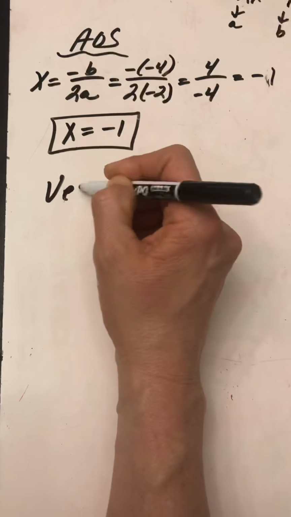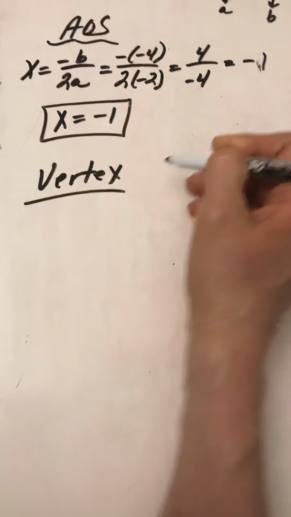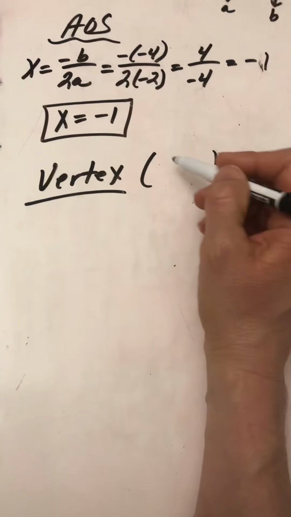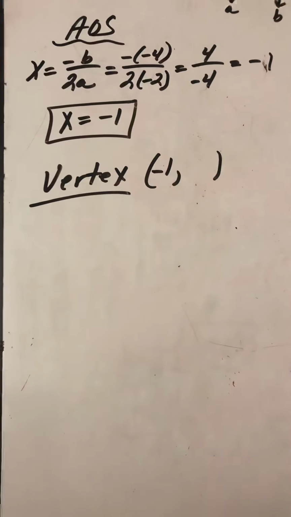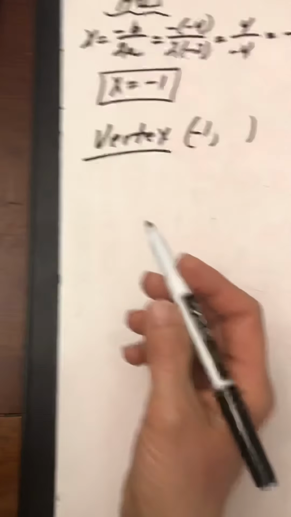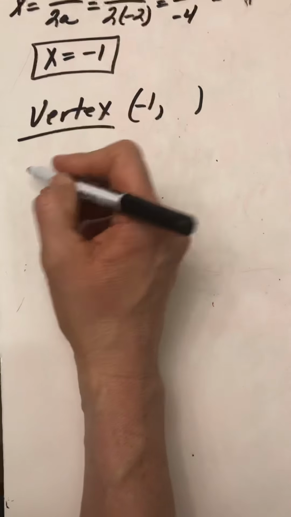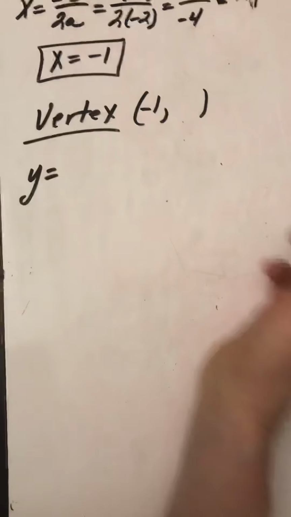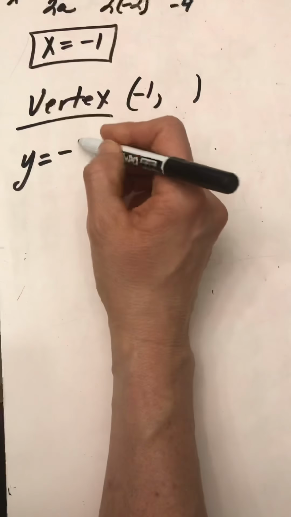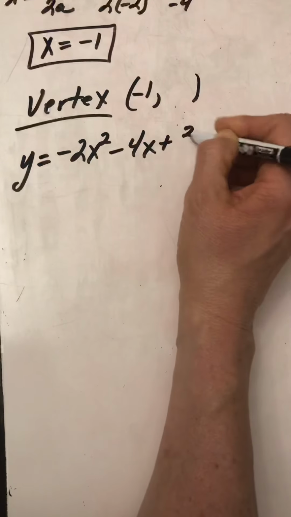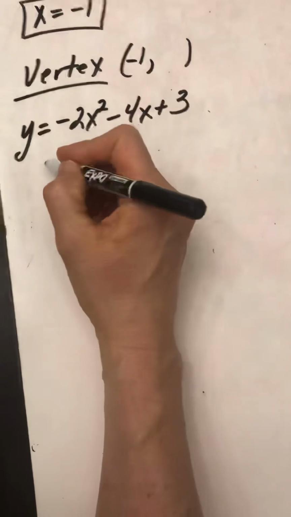Find your vertex. We already have the x-coordinate because we have the axis of symmetry. So we want to find the y-coordinate that goes with it. So I'm going to just take my f of x and write it as y. So y equals -2x squared minus 4x plus 3, but I want to evaluate that when x is -1.